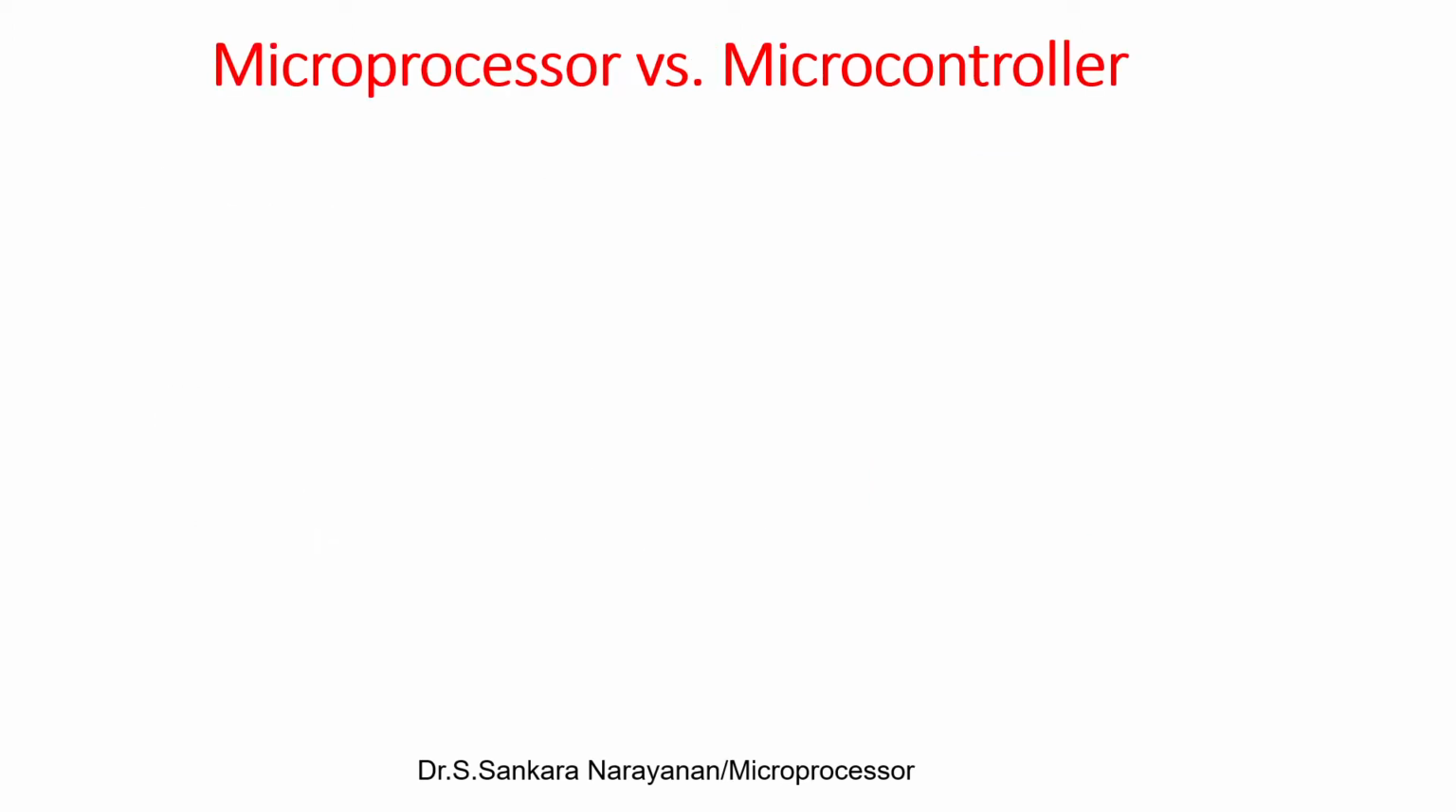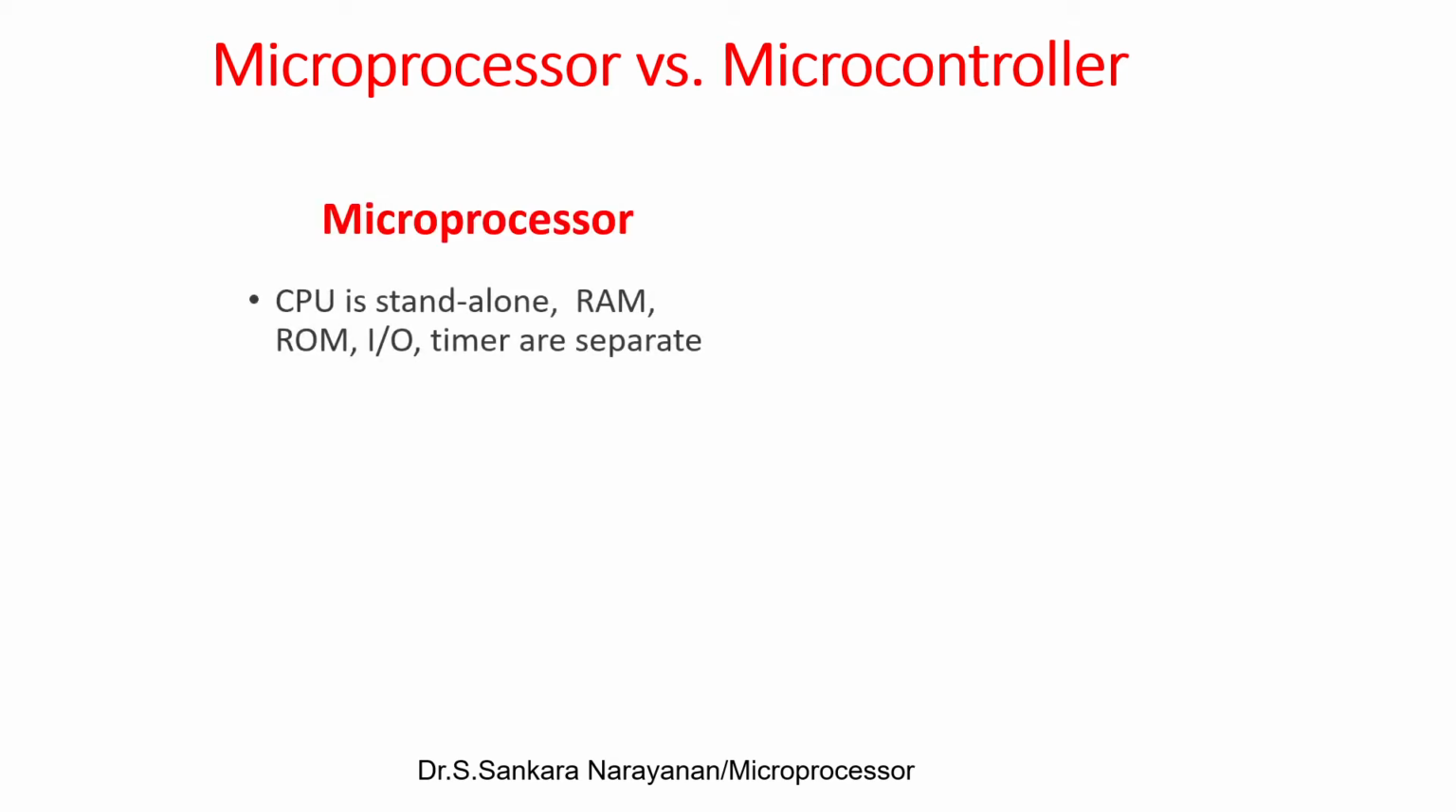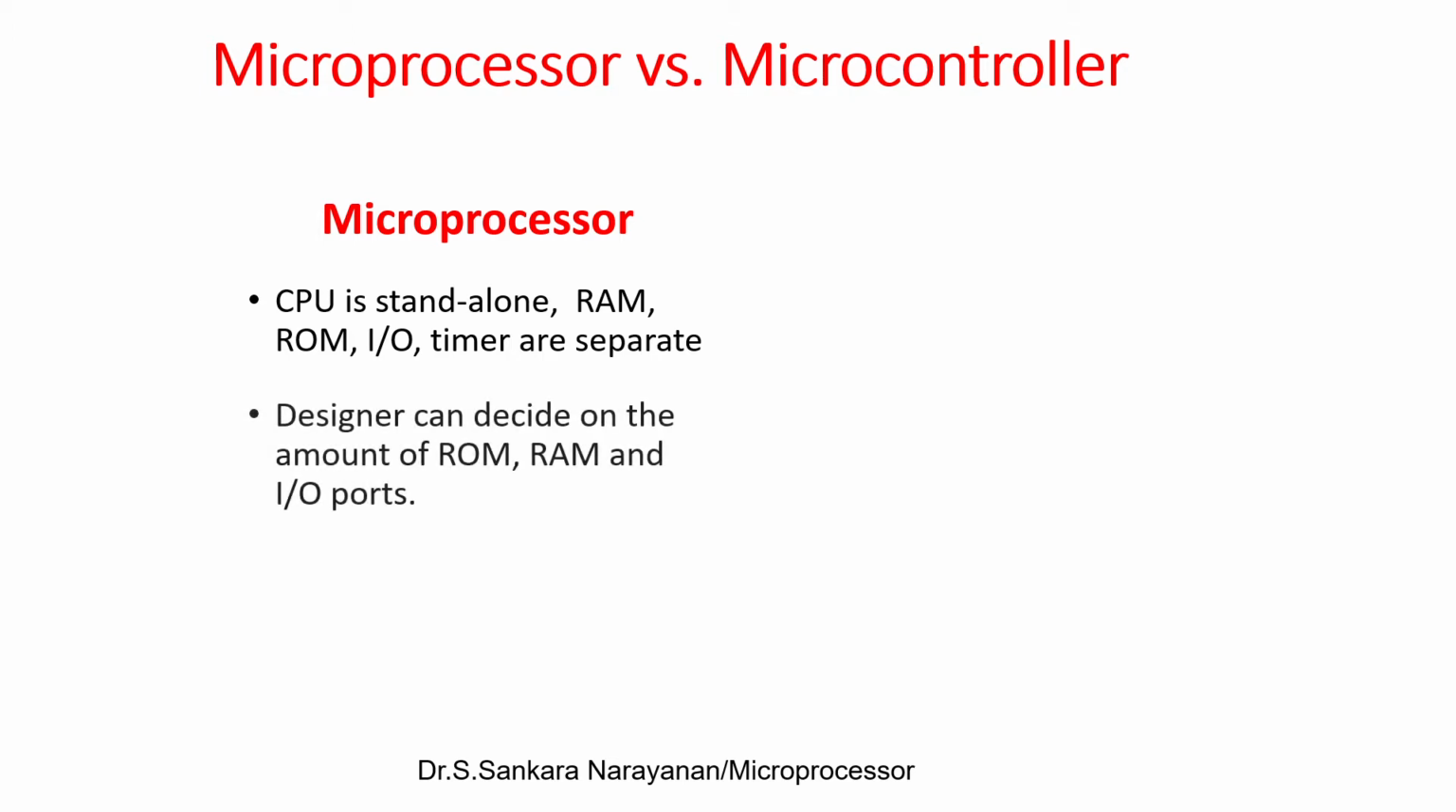Now I will tell about the difference between a microprocessor and a microcontroller. In a microprocessor, the CPU is standalone; RAM, ROM, I/O, and timers are separate. The designer, that is the manufacturer, can decide on the amount of ROM, RAM, and I/O ports. And a microprocessor is expensive, and it is used for general purpose.